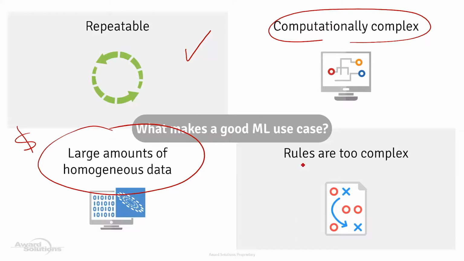And then lastly, what makes a good machine learning use case is where the rules are very, very complex. What are the rules associated with the problem that you're trying to solve?